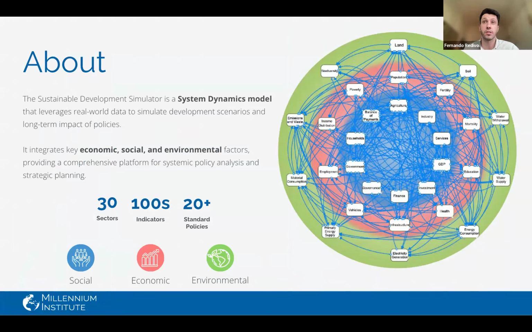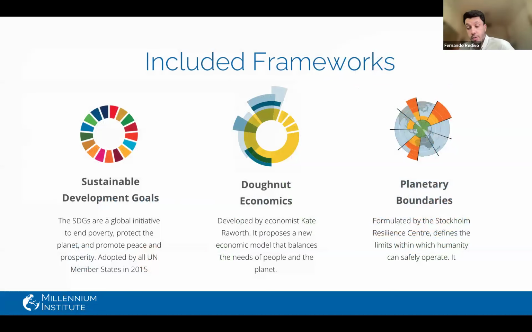The Sustainable Development Simulator includes 3 different sustainability frameworks. The most well-known is the Sustainable Development Goals, and probably the people who answer that have some familiarity with the Sustainable Development Simulator probably know that it applies the Sustainable Development Goals framework. But we have recently also included different frameworks, such as the donut economics and the planetary boundaries. So we're getting broader with the frameworks that we use to assess sustainable development.